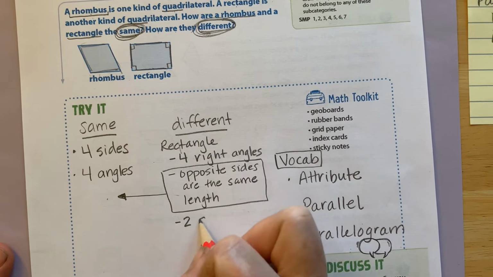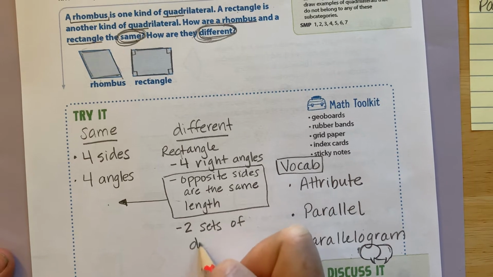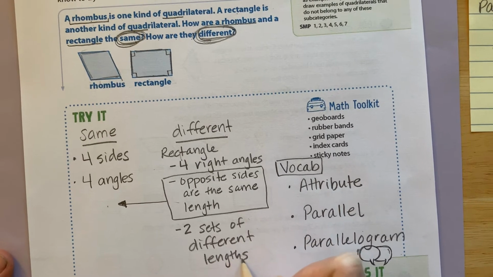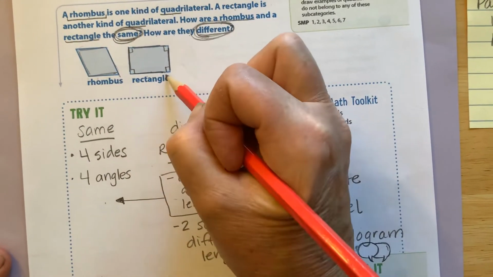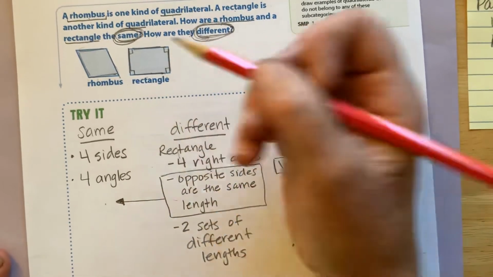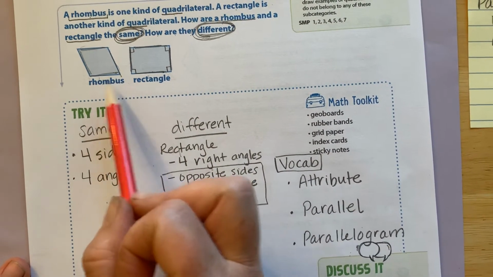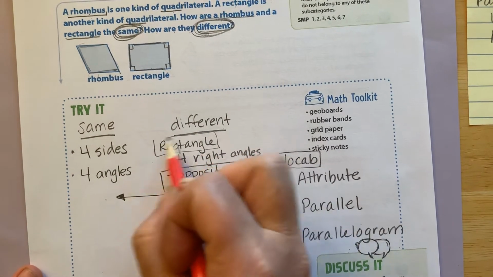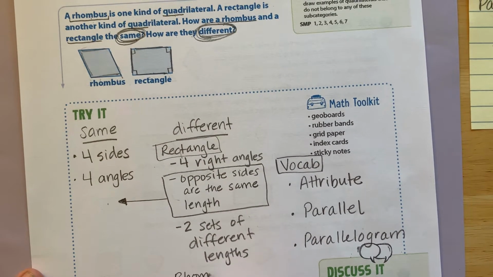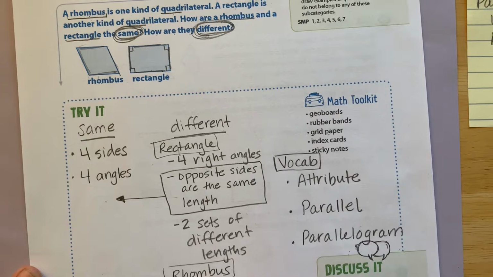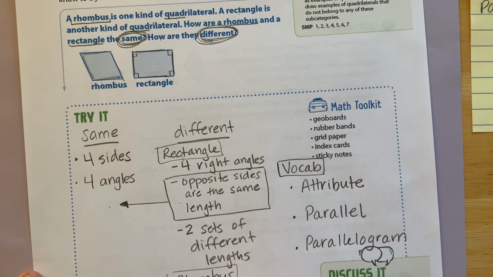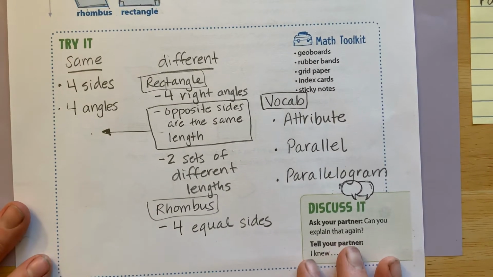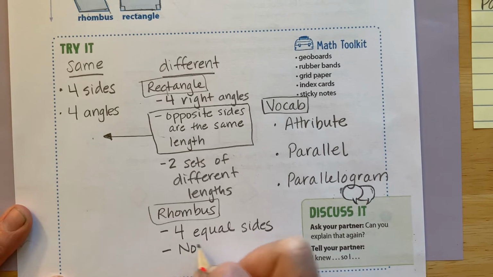It has two sets of different lengths. Do you notice that our rectangle, our bottom and top line are longer and our two side lengths are shorter? What do we notice about the rhombus? All four sides are the same. So this was our rectangle. What do we notice about our rhombus that makes it different? Our rhombus has 4 equal sides. What else do you notice about our rhombus? There are no right angles.